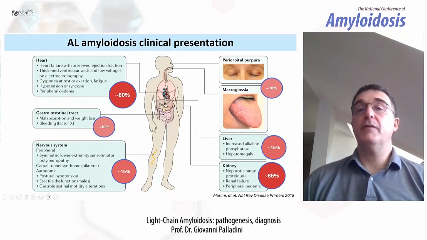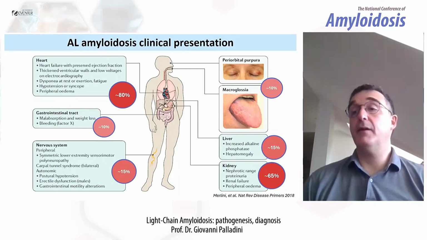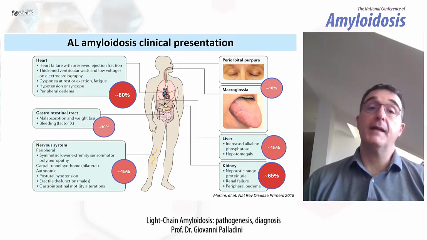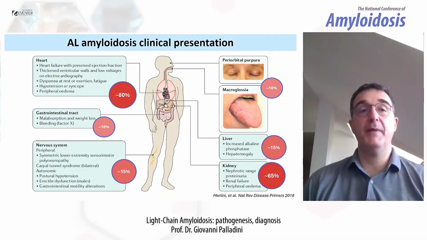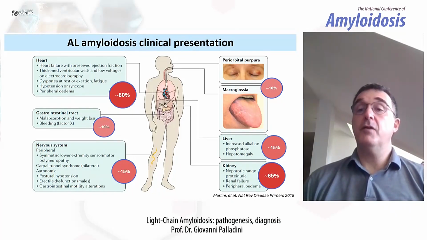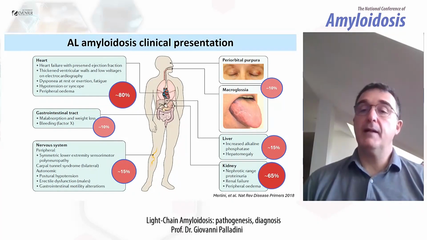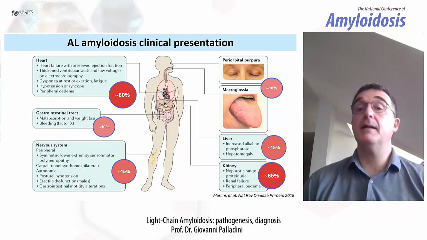The clinical presentation of AL amyloidosis depends on the organs that are involved. And most commonly, we have involvement of the heart and of the kidney, as you can see. Heart involvement manifests with heart failure, arrhythmias. This can contribute to hypotension that can be very severe. It is usually associated with involvement of the autonomic nervous system. Renal involvement manifests with proteinuria that can progress to nephrotic syndrome and renal failure.